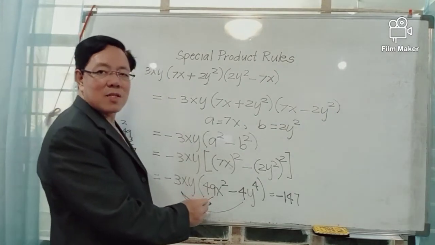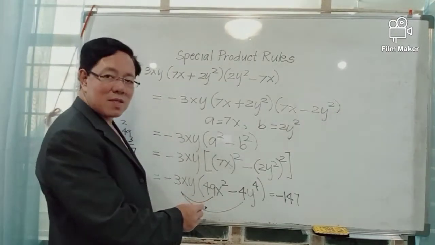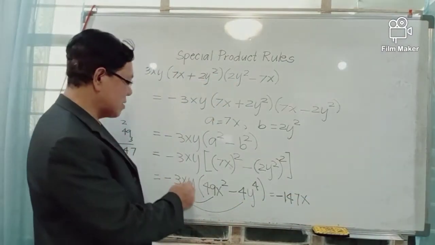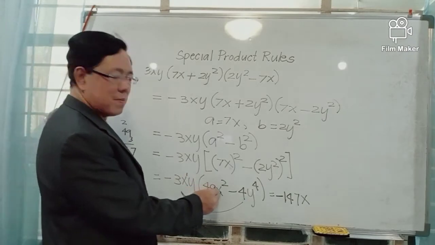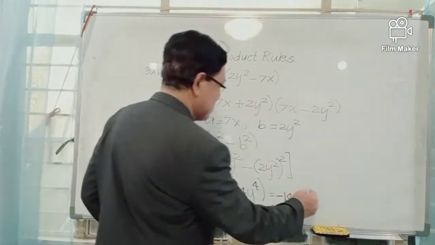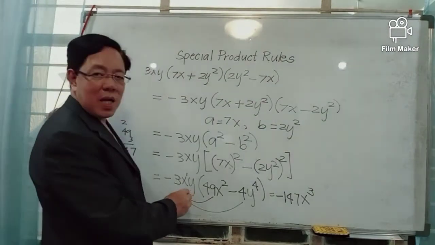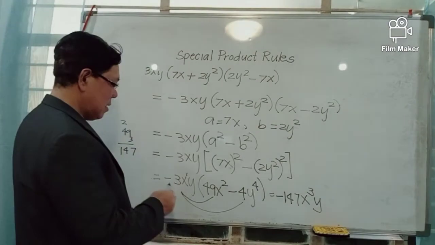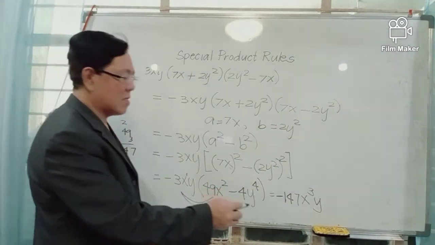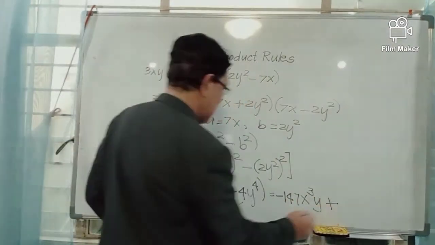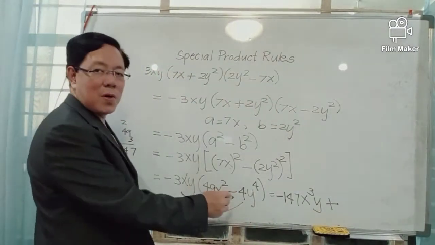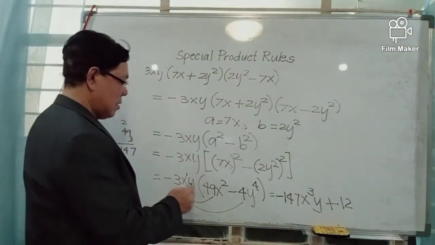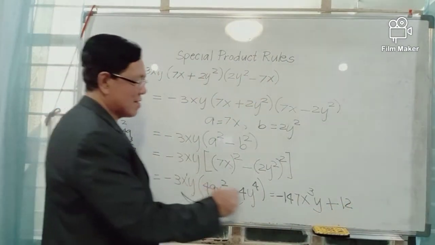X multiplied by x squared, common base is x. Copy the common base and we add the exponents of x. 1 here plus 2 here is 3. And multiply by y. Negative multiplied by negative is positive. And 3 by 4 is 12. And multiply by x.